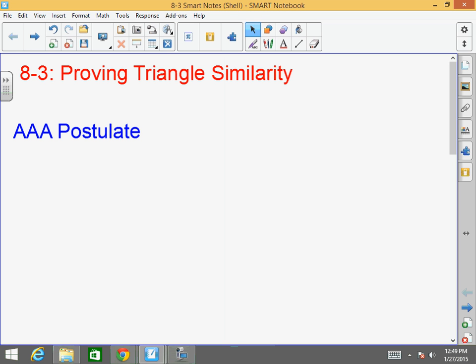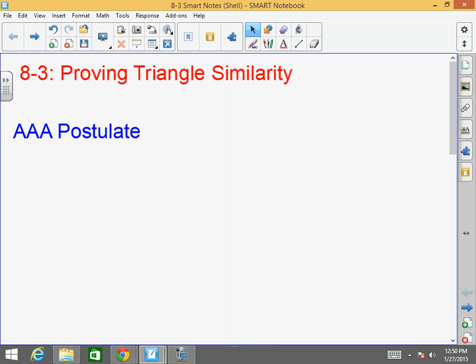Now, I don't want you to get confused. You're going to see some theorems and postulates here that repeat from congruency theorems. Don't get them confused, okay? So I'll do the best that I can.